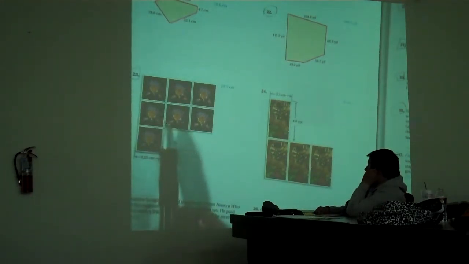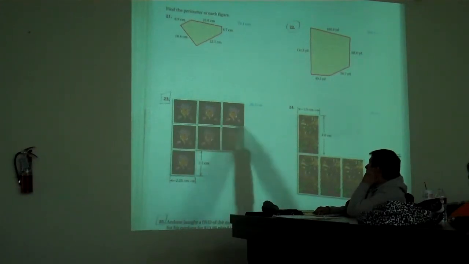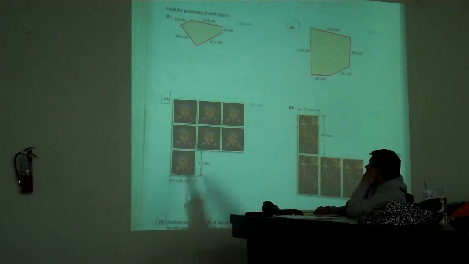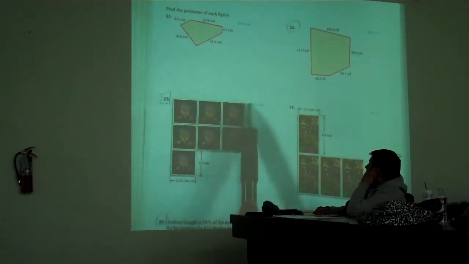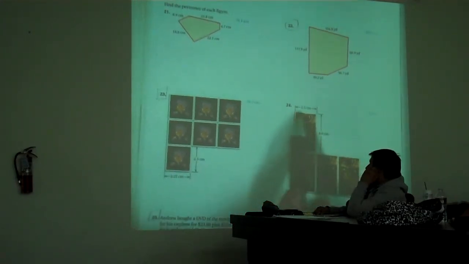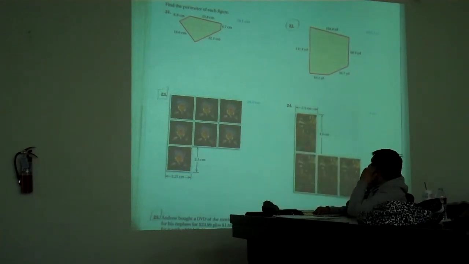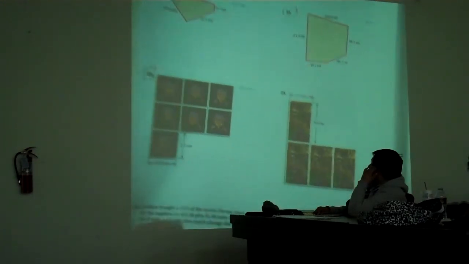The perimeter of these steps here, you're going to have to add up how far it is around it. You're not going to find one of them and multiply it, because all of these other sides here are not part of the perimeter. Okay? You're just going to add up how far it is around the outside. Okay? Let's do number 24. You have 2.5 this direction and 4.0 this direction. Let me do that on paper.